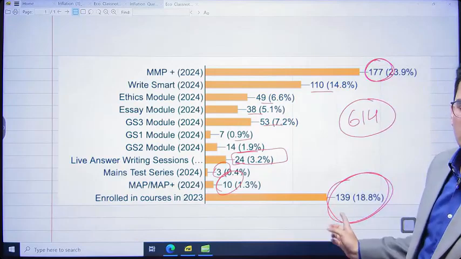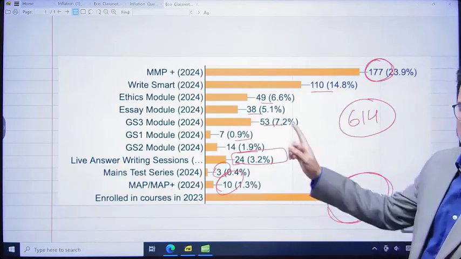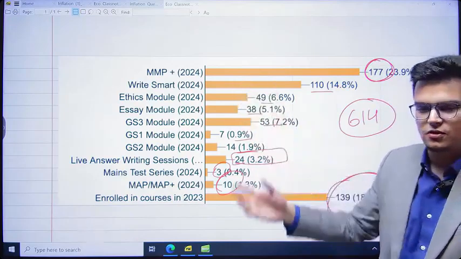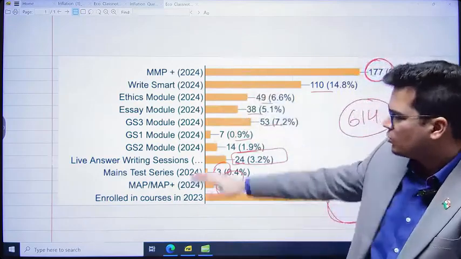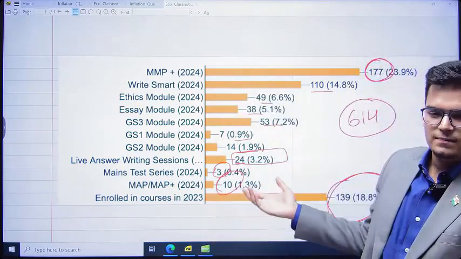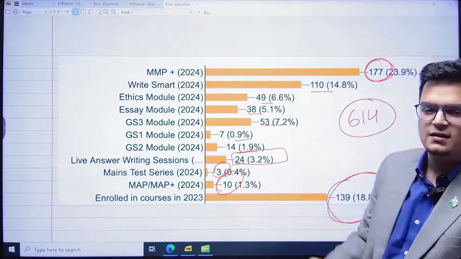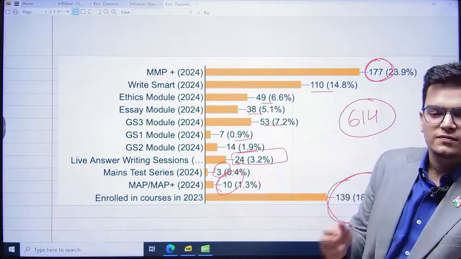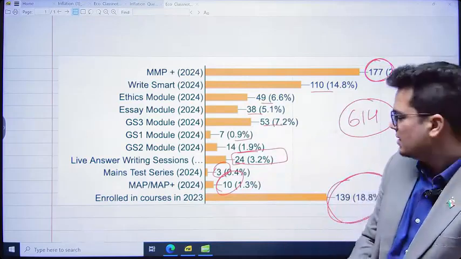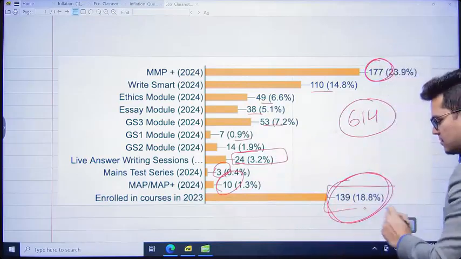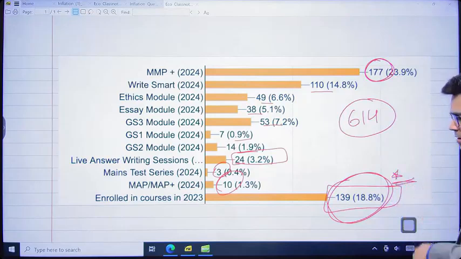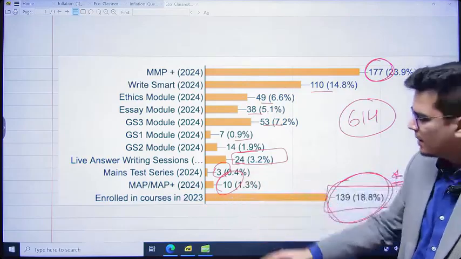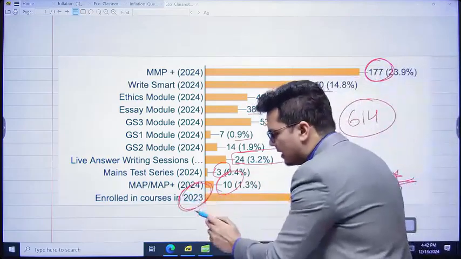People who were coming from last year, like people who had enrolled in 2023 and are now giving the interview this year. MMP plus, of course, you all know, is our flagship mains course that includes all of this. So if I look at this data, what do I learn, and what should you learn from it? The first thing you need to realize from this is this figure: the fact that there are a lot of people who were already preparing for mains last year.